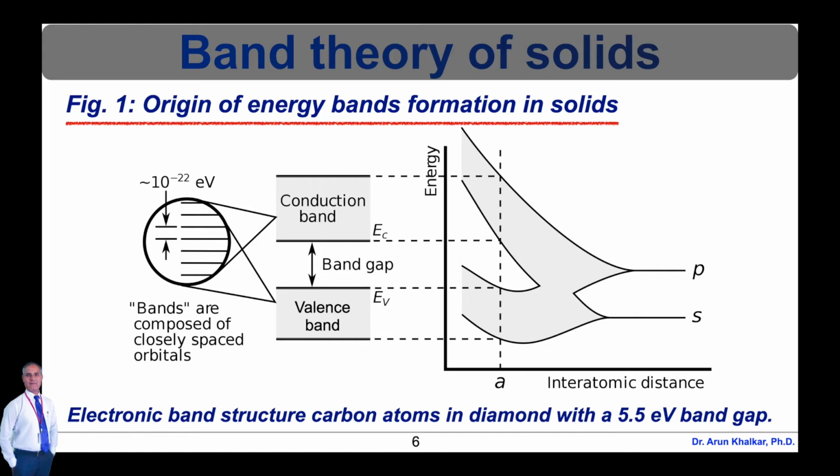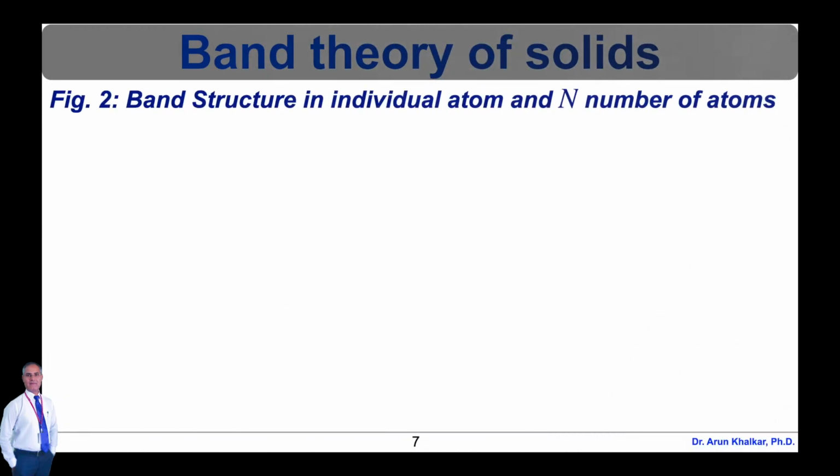Since capital N is such a large number, adjacent orbitals are extremely close together in energy, so the orbitals can be considered a continuous energy band. In this diagram, small a is the atomic spacing in an actual crystal of diamond. At that spacing, the orbitals form two bands called the valence and conduction bands, with a 5.5 electron volt band gap between them. In figure number 2, band structure in an individual atom and capital N number of atoms are shown.